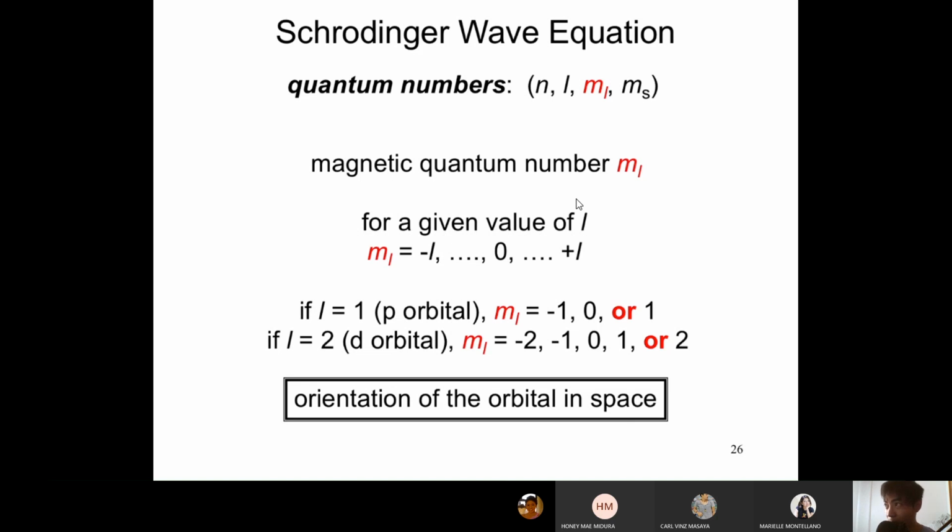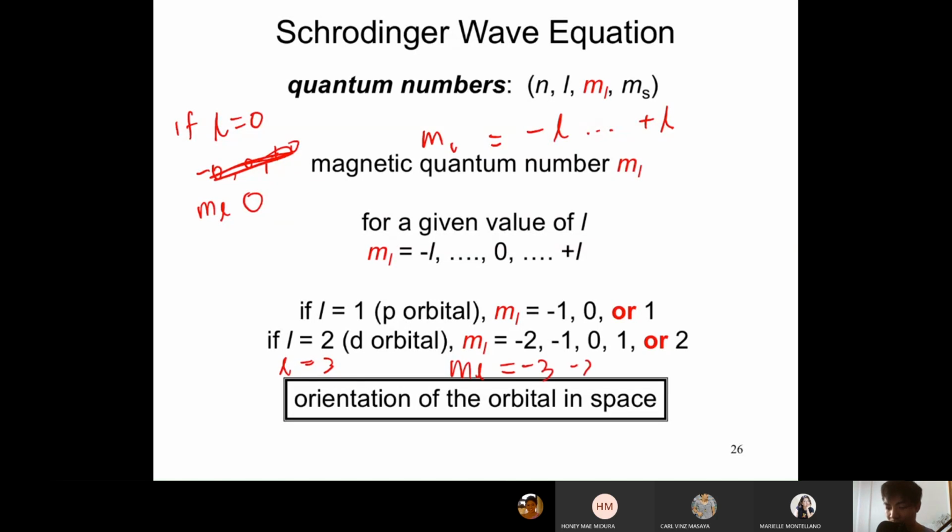Ito yung possible values for ML. It could be -1, 0, +1, or just simply ML is equals to -L to +L. So it can have values ranging from -L to +L. So if L is 0, ano lang yan, -0, 0, +0. Meaning lang yan, 0 lang. So isa lang yung ML kapag L is equal to 0. Pag L is equal to 1, that can have a range of -1, 0, or 1. Pag L is equal to 2, it could be -2, -1, 0, 1, or 2. If L is equals to 3, it could have a value of -3, -2, -1, 0, 1, 2, 3.